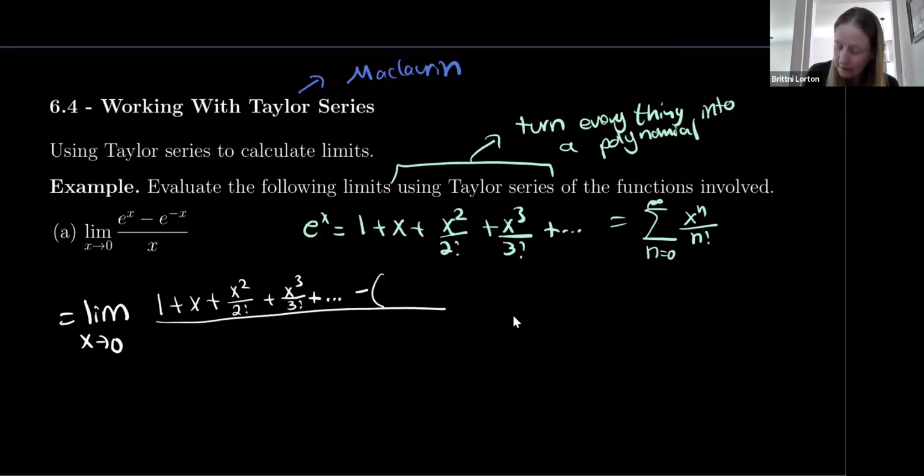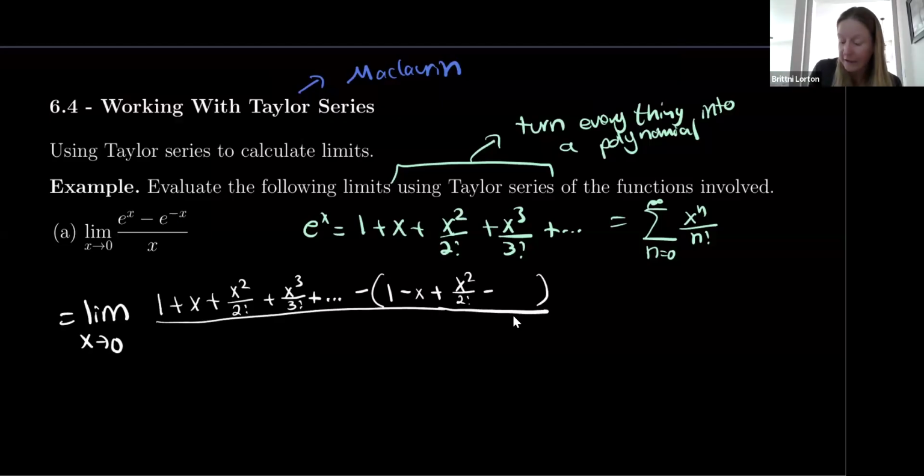And then minus, and then I'm going to do the same exact thing for e to the -x. But e to the -x just means all of these x's get replaced with a -x, right? This is the composition of functions that we did in 6.2. So 1 plus -x plus, and then if I plug in -x squared, the negative goes away. So then I end up with positive x squared over 2 factorial.